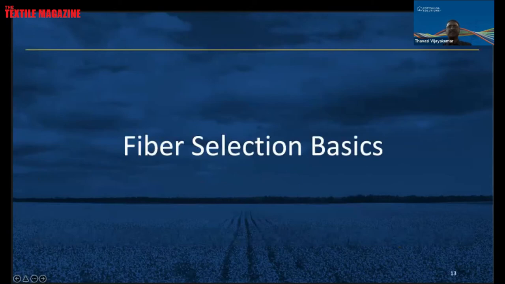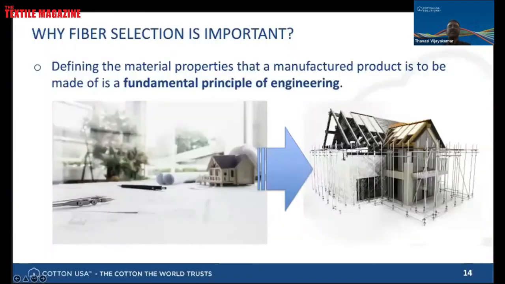Fiber selection basics. Why is it so important? Raw material properties have to be defined objectively to manufacture a product, which is the fundamental principle of engineering. So it is applicable to yarn manufacturing too. It would be interesting to see in the food industry too, that using raw material objectively has helped them to establish their brand name through quality consistency.